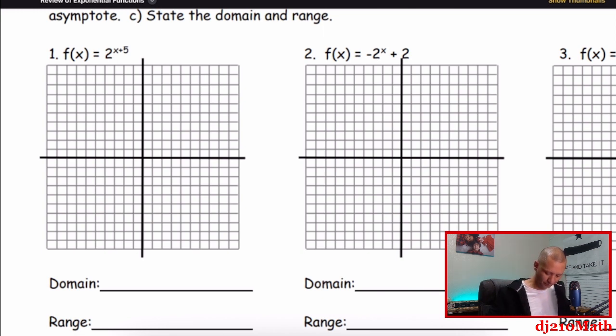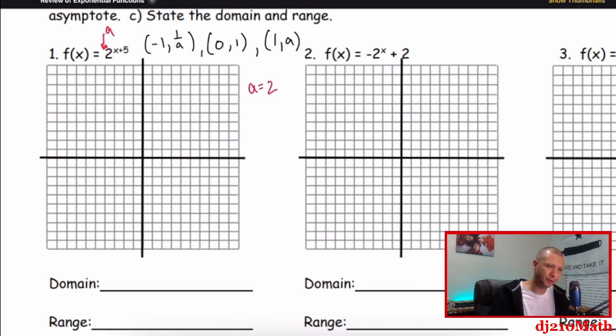key points. The key points are going to be for every single one of these: -1, 1 over a, 0, 1, and then 1, a. And depending on what your a is, in this case, it is going to be 2. This is your a. So you just plug in 2 for a, and this will tell you the parent function. So -1, 1 over 2.